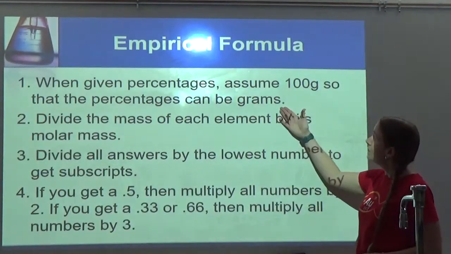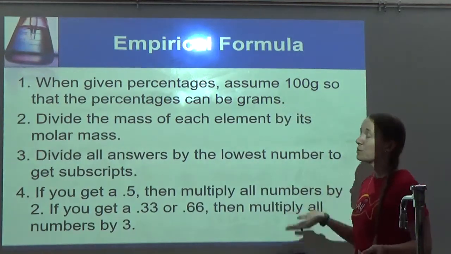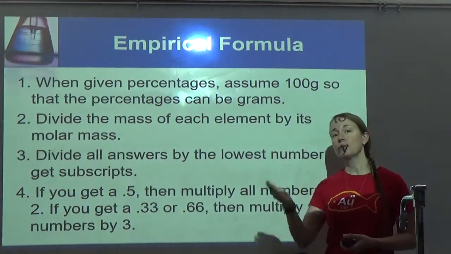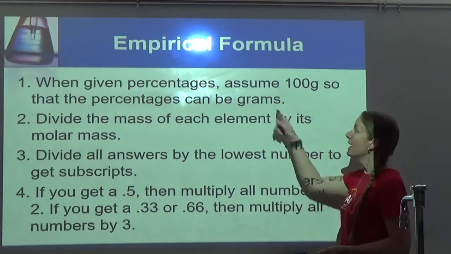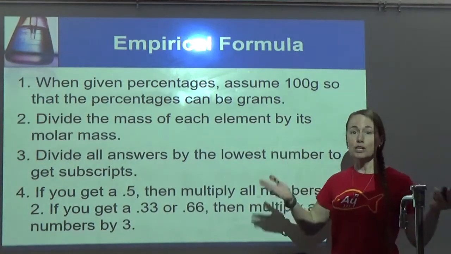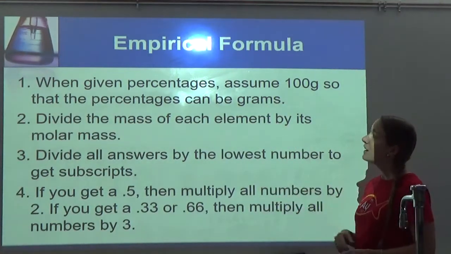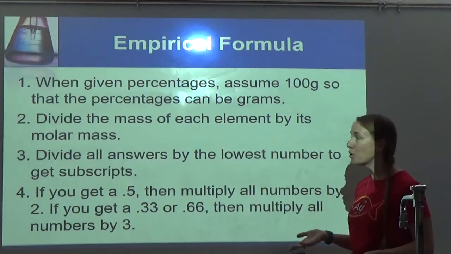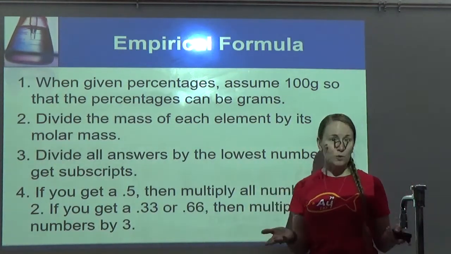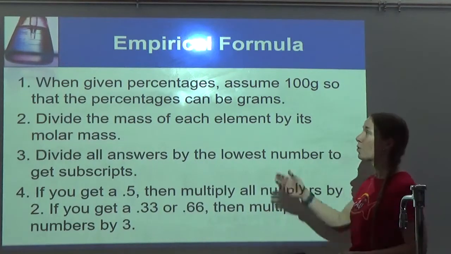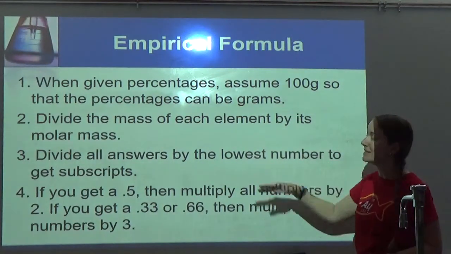So when given percentages, assume 100 grams so the percentages can be grams. So remember we talked about we would just change the percentage to grams. If they go ahead and give you grams, you just use the grams. Then divide each mass of element by its molar mass, so that way we can change it to moles. Again, if they already give you moles, you can go ahead and move past this step.